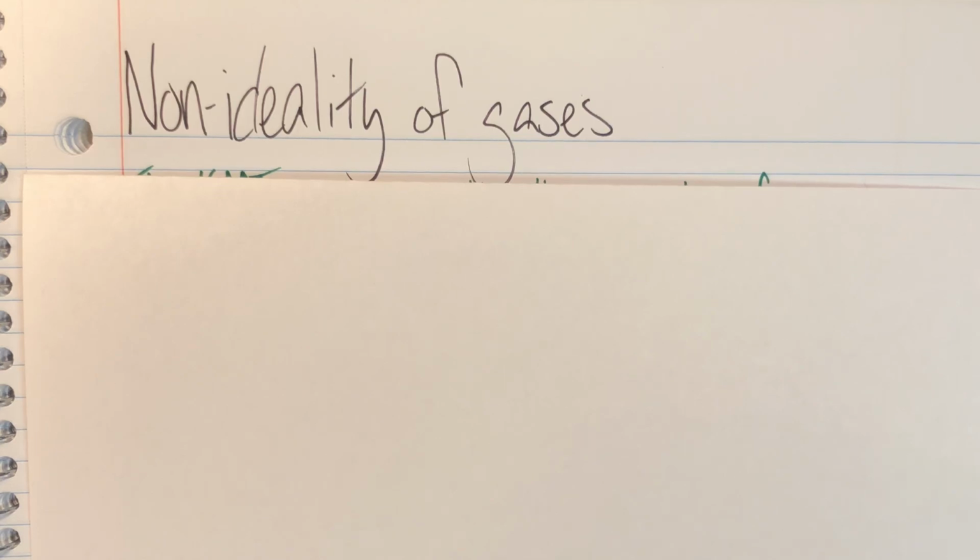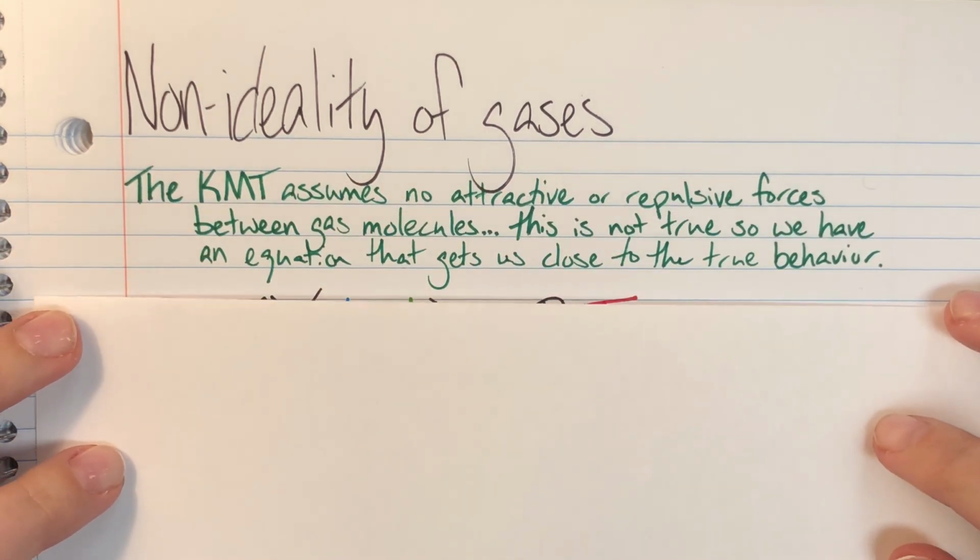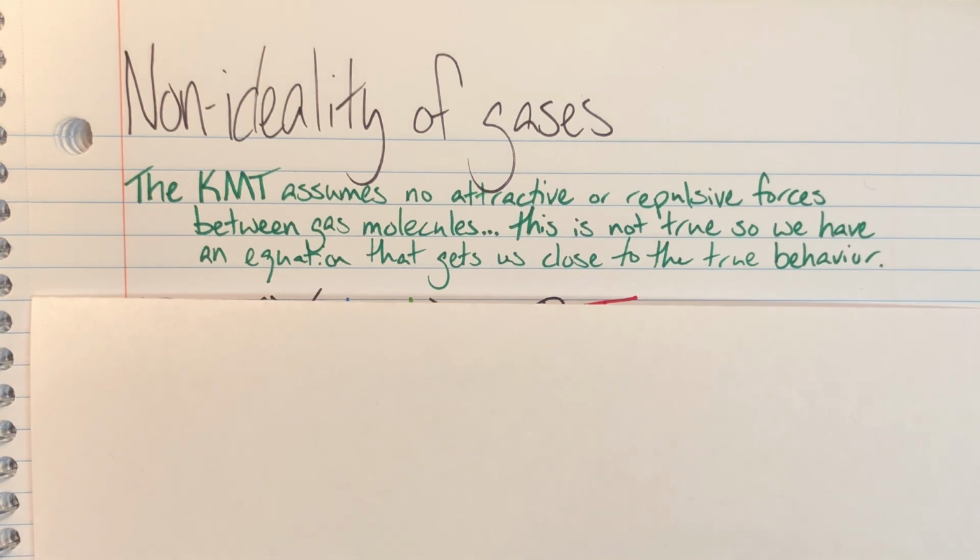Today we're going to be discussing the reality of gases, and that is that they are not ideal. They do not actually act in the way that we have been proposing so far in this class. The kinetic molecular theory assumes that there are no attractive or repulsive forces between gas molecules, and that's just straight up not true.